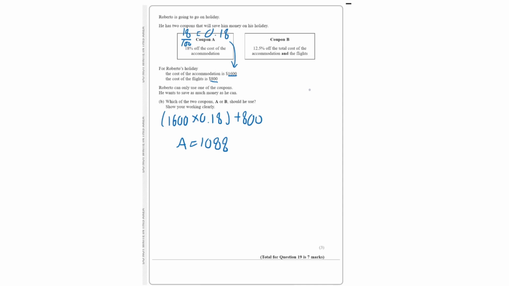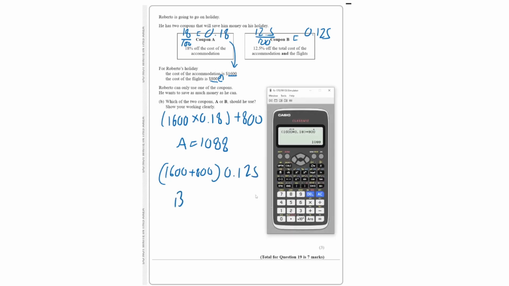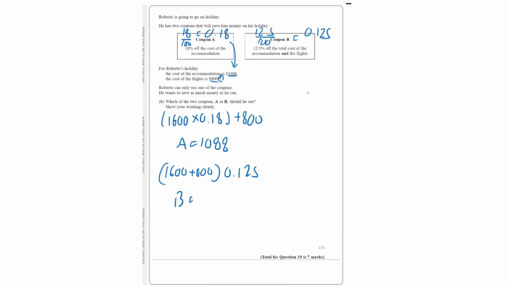And now we can do coupon B. 12.5% off the total cost of accommodation and flights. So 12.5% off is the same as 12.5 over 100, or that's simply 0.125 off the total cost of accommodation and flights. So we have to combine the accommodation and flights first. So 1,600 plus 800 into 0.125. And we can use our calculator here. 1,600 plus 800 multiplied by 0.125. That gives us $300.